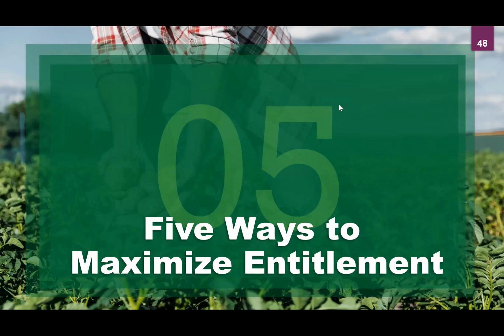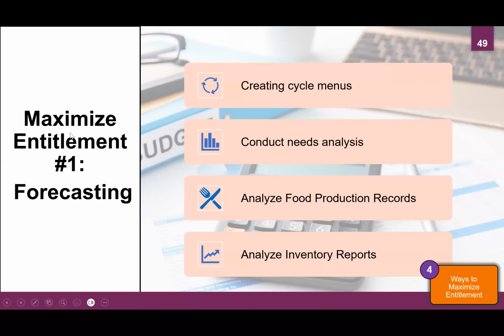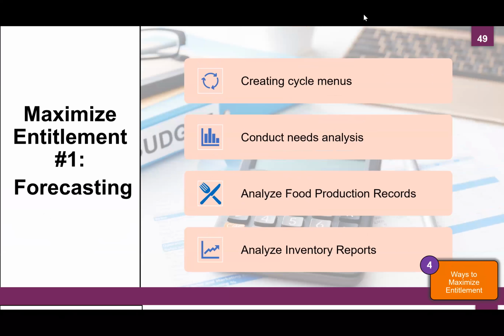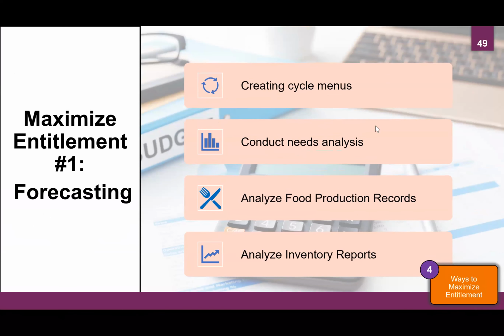Okay, so five ways to maximize your entitlement. Of course, we definitely want to make sure that you all are maximizing your entitlement, so let's discuss a few ways that you can do that. Creating cycle menus: how many of you currently use a cycle menu? Quite a few of you, yes. Okay, great. For those of you who will be in training on Friday, we'll discuss more on actual menu planning, and we'll talk more about cycle menus.